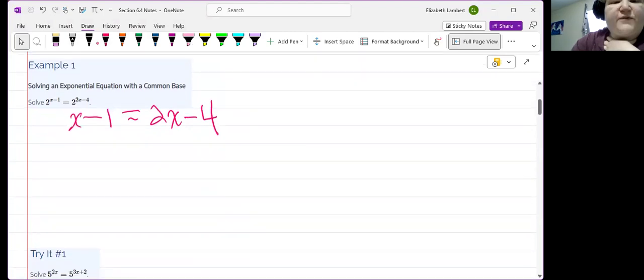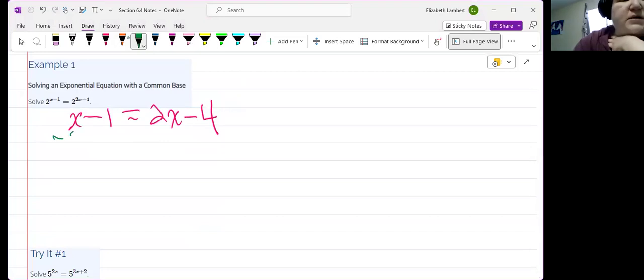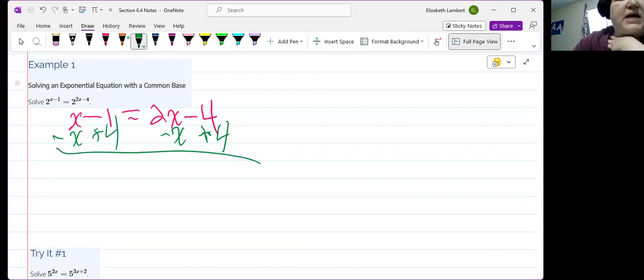Now we're going to see in a few questions another way to handle it when the numbers are not the same, and that's going to involve logs. But for now, minus the x, and that'll give us our 1x. So I'm also going to add the 4 at the same time. So it'll be an x over here and a 3 here.